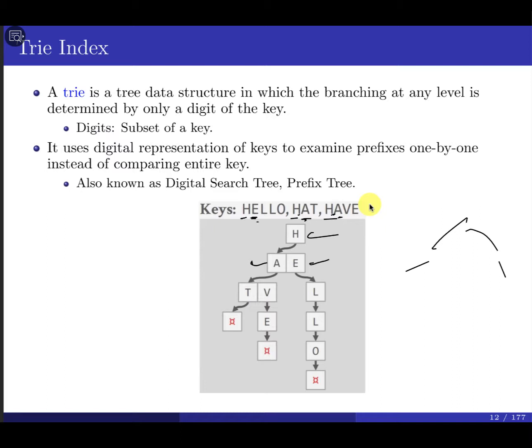Now we focus on the left branch. We have L, L, O, and we don't have any options here. For hat and have, we have T and V. So it's further divided, branching into two parts, T and V, and so on. At the end, we have a pointer to the actual data that we're looking for. This is how to build the prefix tree.